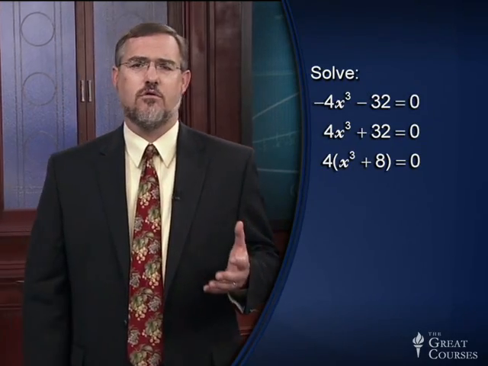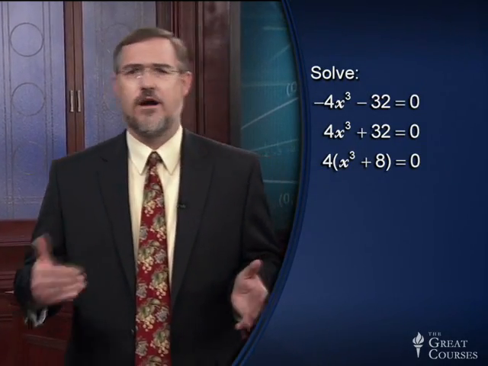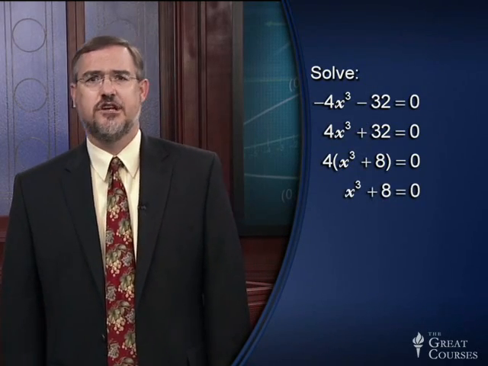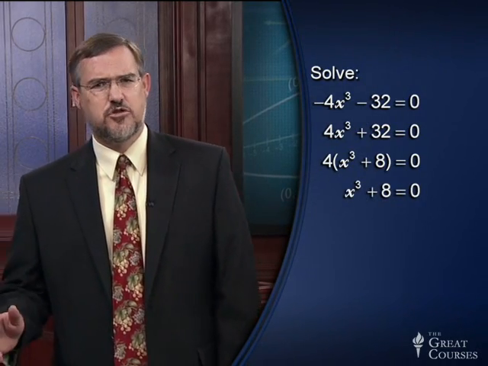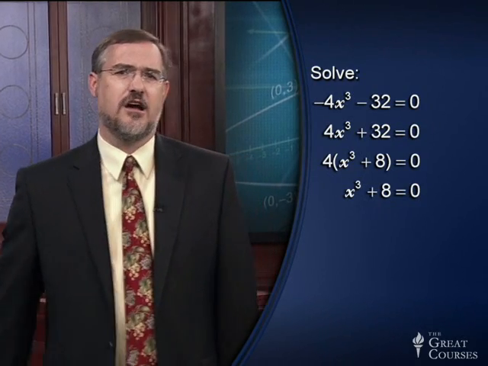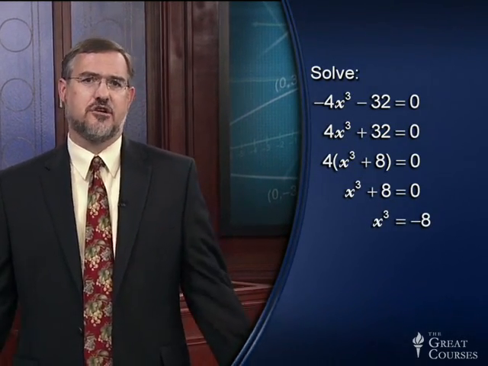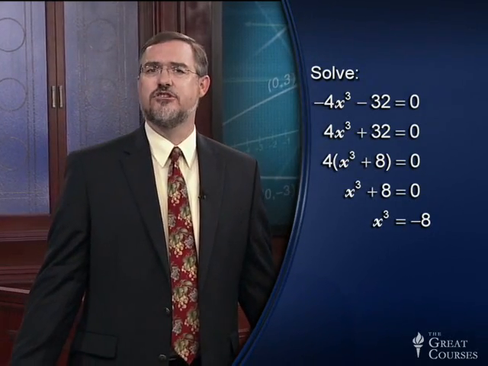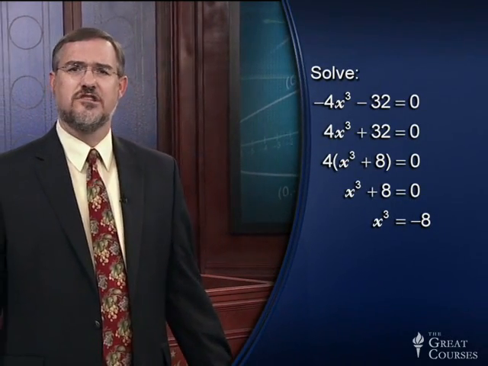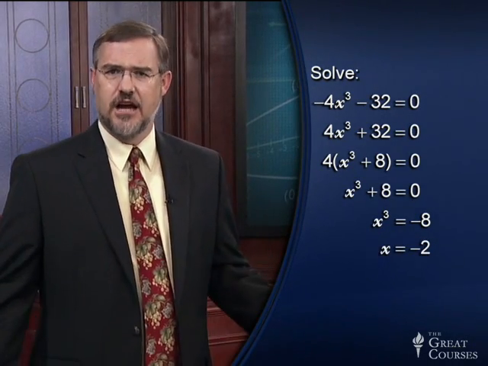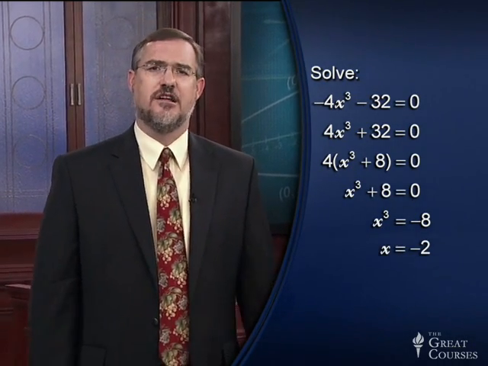And you can divide that 4 out, and 0 over 4 on the right-hand side will still be 0, and you'll be left with x cubed plus 8 equals 0. Now, just subtract that 8 over to the right-hand side, and you'll have x cubed equals negative 8. Now, here's a question. Do you know a negative number which satisfies x cubed equals negative 8? Sure. Take negative 2 for x. Negative 2 cubed is negative 8.